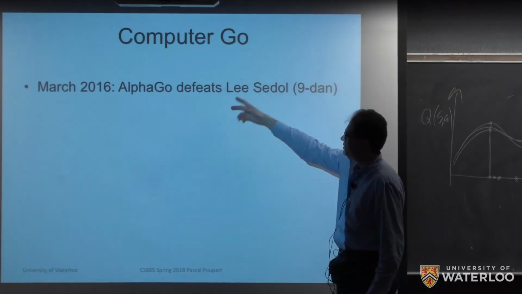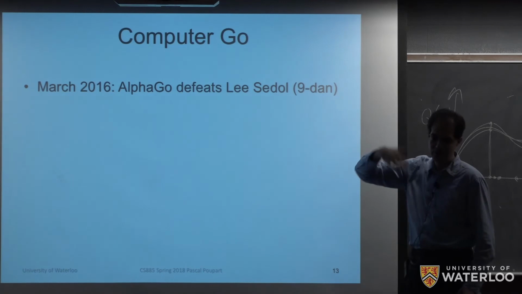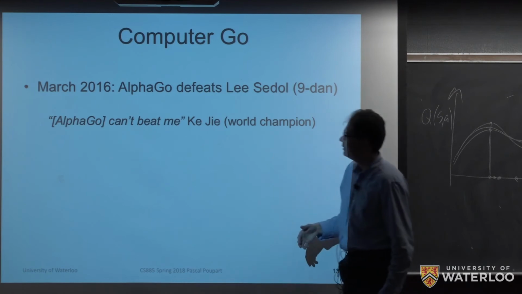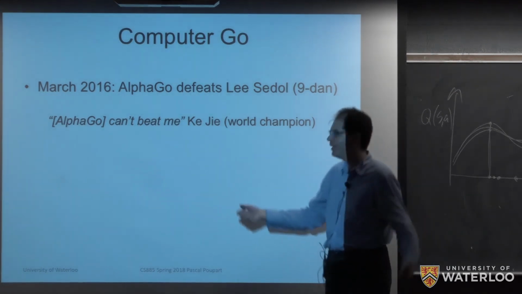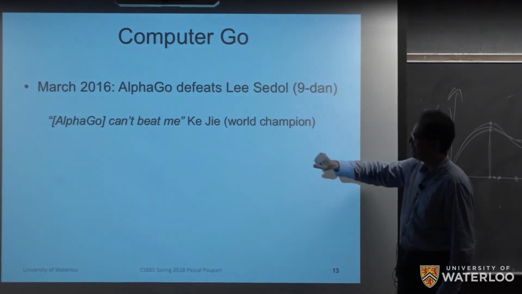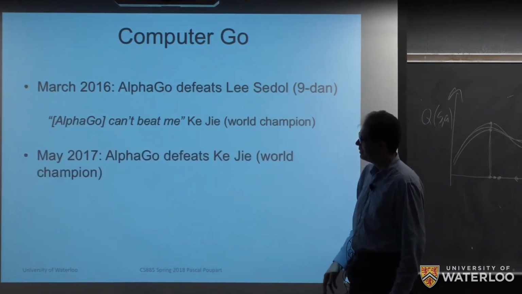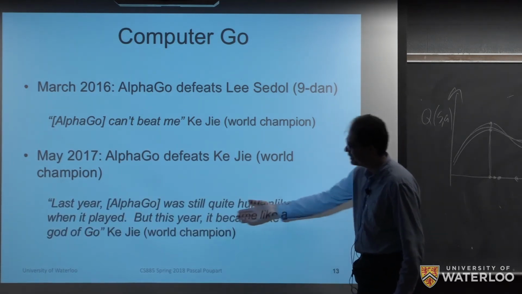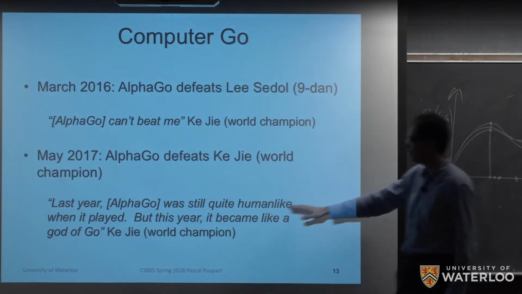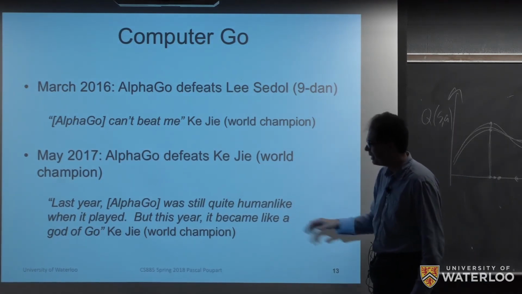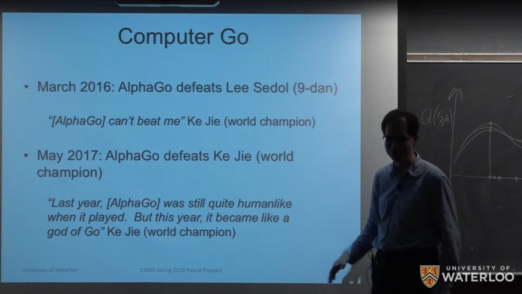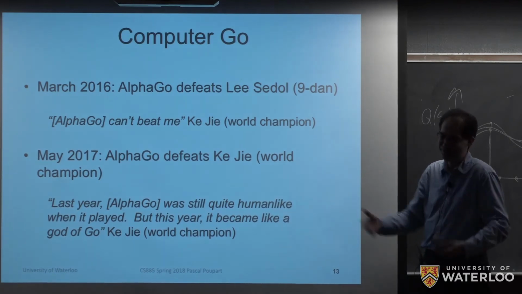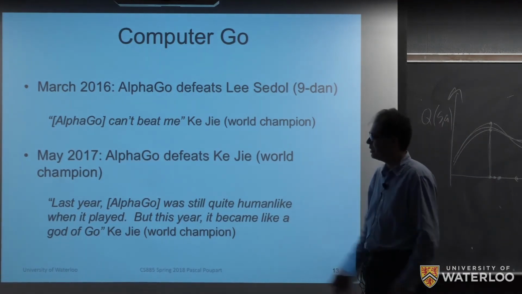Okay, so just a bit of history. So in 2016, AlphaGo defeated Lee Sedol, one of the top players in the world from Korea. And then at the time, the top player, Ke Jie, a world champion, said, AlphaGo can't beat me. But then in May 2017, AlphaGo defeated him as well. And at that time, he made a comment and he said, well, last year AlphaGo was still quite human-like when it played, but this year it became like a god of Go. Okay? In any case, what really happened is that there were advances with respect to reinforcement learning and deep learning.